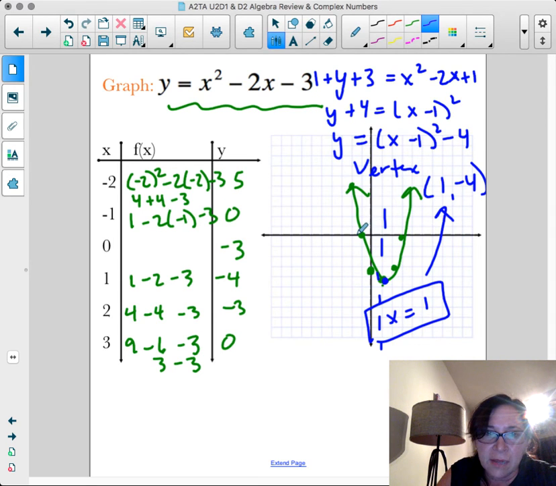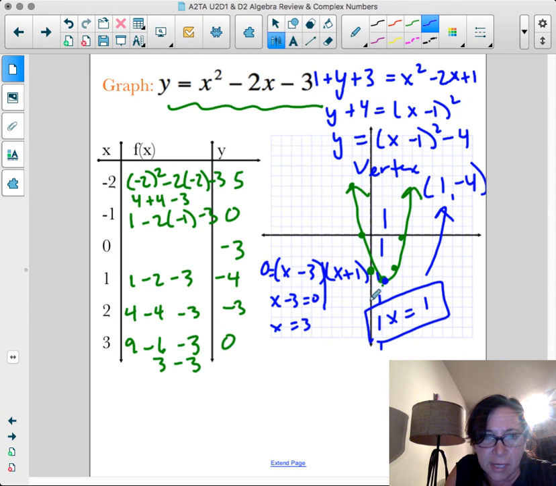If I wanted to find the x-intercepts, I could factor. If I wanted to factor, I would set y equal to 0. So 0 equals x minus 3 times x plus 1 would make negative 2. And, okay, splitting this up, we would get x minus 3 equals 0, so x equals 3. We would get x plus 1 equals 0, so x equals negative 1. My x-intercepts are negative 1 and 3.